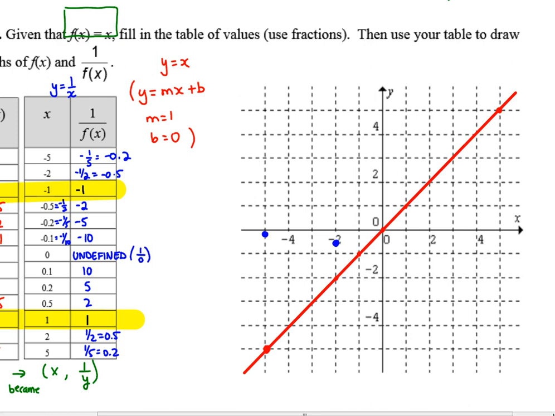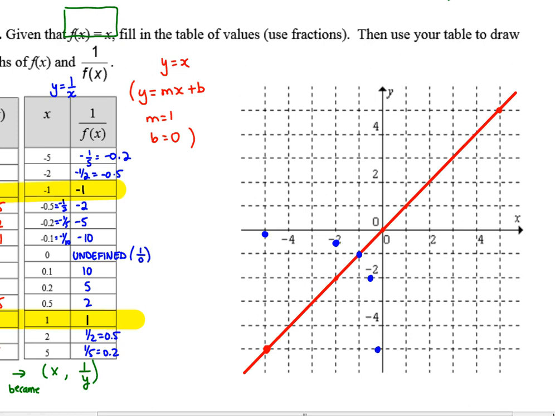When x is negative 1, y is negative 1. Notice this is where the point didn't change, so it's the intersection point of the reciprocal and the original graph. When x is negative a half, y is negative 2. So something like there. When x is negative 0.2, it's negative 5, right there. We can't do the 10. That's okay.